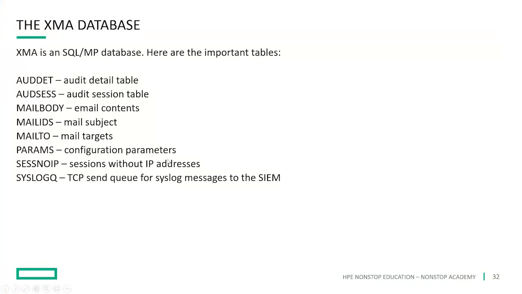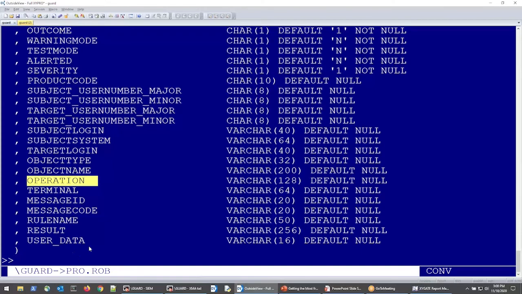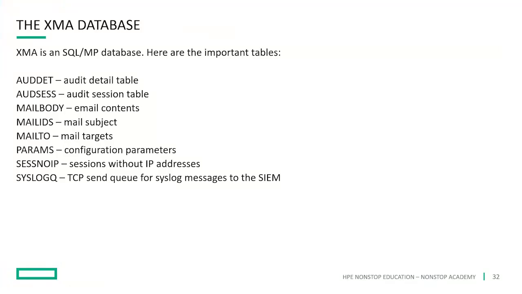The audit session table correlates detailed records with sessions. My logon creates a new session. So I can use that table to join against the audit detail table and find out everything that happened on a given session. You don't have to know that. The tools will do that for you. This is more if you're a database person.